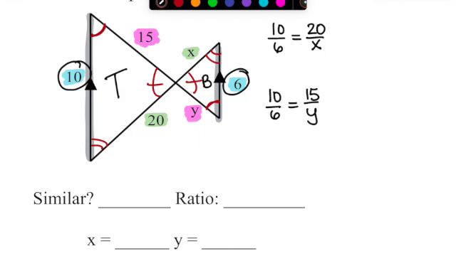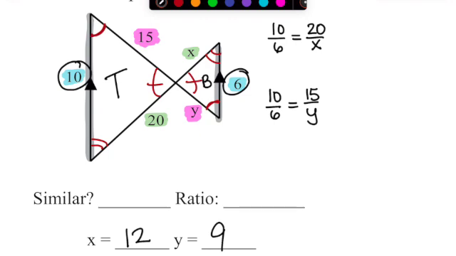Interesting. This one's weird. Okay, so 20 times 6 is 120, divided by 10 is 12. So X is 12. And then I'll do 15 times 6 divided by 10 is 9.